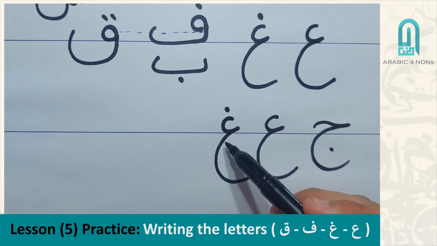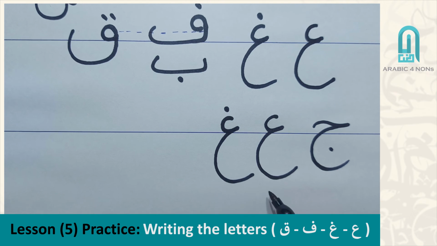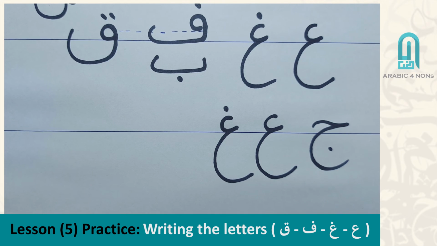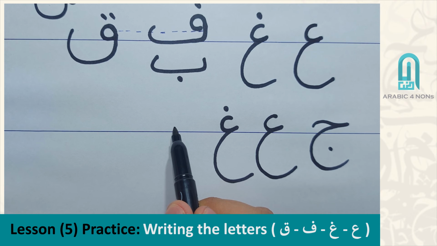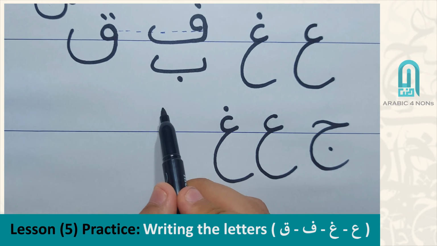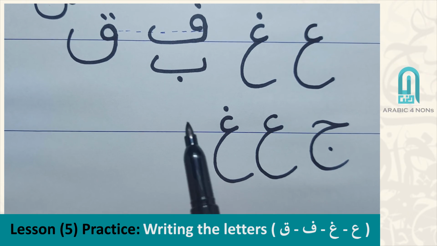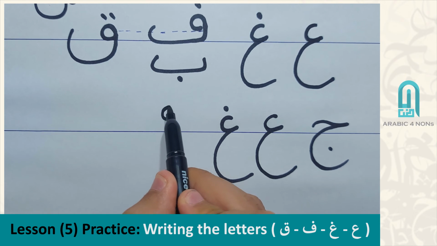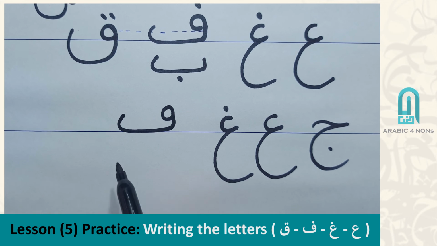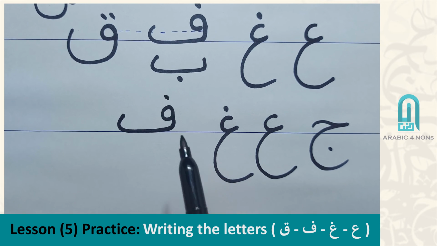Whenever I do this letter, I do it all in one step. I do not raise my hand. Okay, now the second group. Letter Fa, we start a little up the line again. We will do a complete cycle clockwise and then a boat. I will do it all in one shot. Look at that. And don't forget the dot.